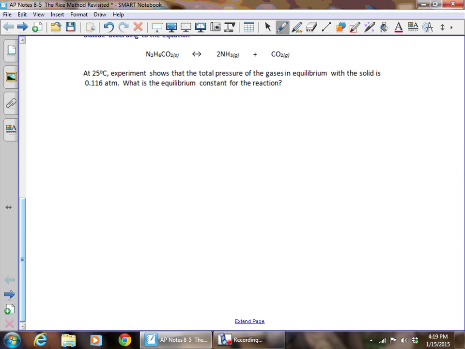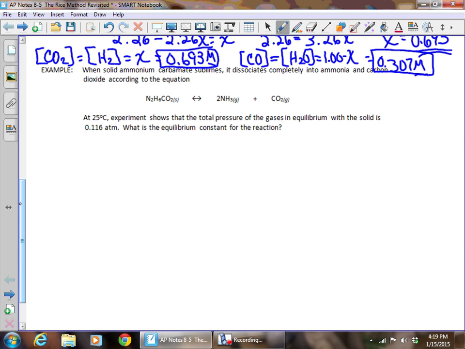Okay, let's look at our next example. Our next example says that we've got solid ammonium carbamate, and it's going to sublime and dissociate completely into ammonia and carbon dioxide. It says that at 25 degrees Celsius, the total pressure of the gases in equilibrium is 0.116 atmospheres. What's the equilibrium constant? We haven't done one like this yet that asked us to find the equilibrium constant, so let's see how this plays out.